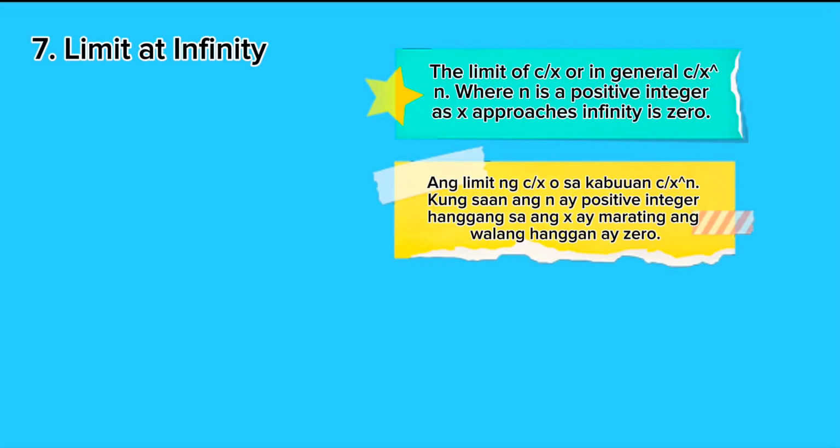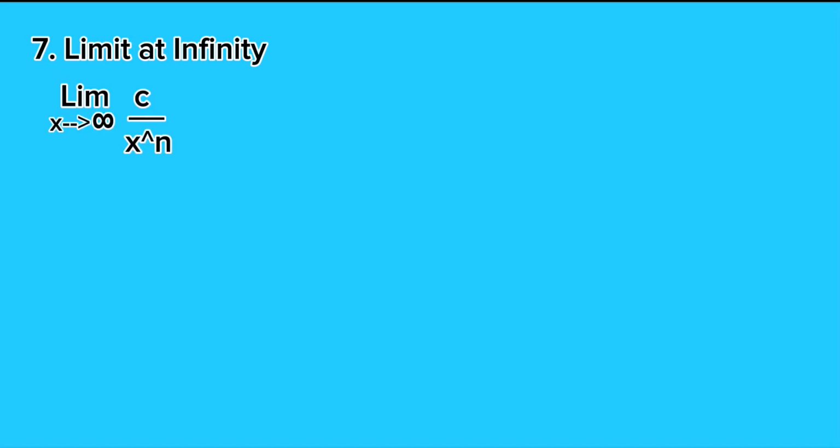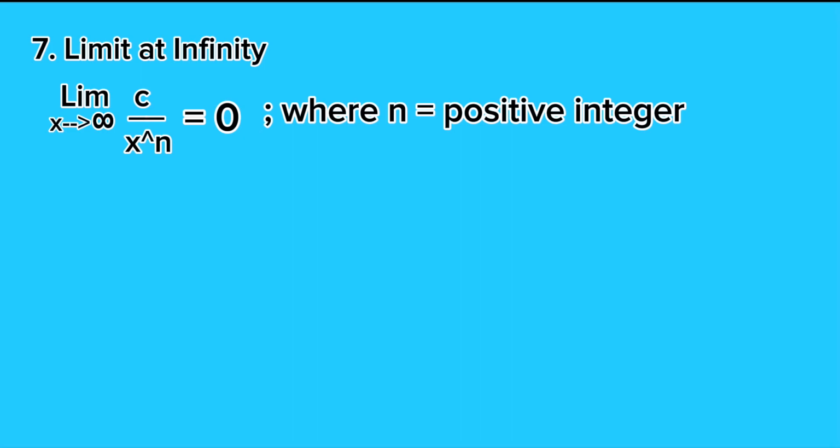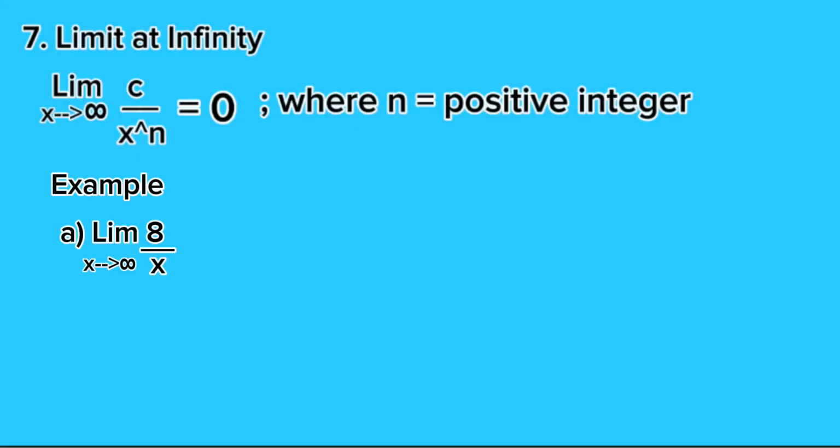7. Limit at infinity. The limit of c over x, or in general c over x to the n, where n is a positive integer, as x approaches infinity, is 0. Example: the limit of 8 over x as x approaches infinity equals 0. The limit of 3 over x to the 4th power as x approaches infinity equals 0.